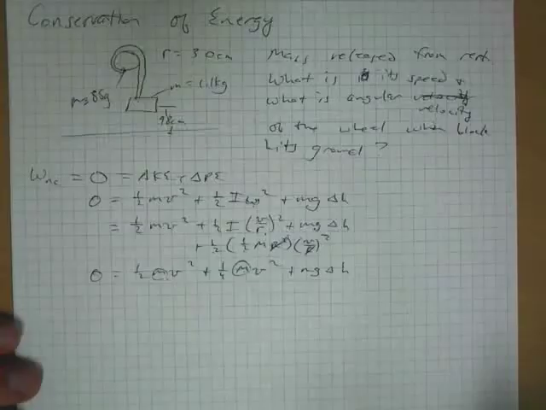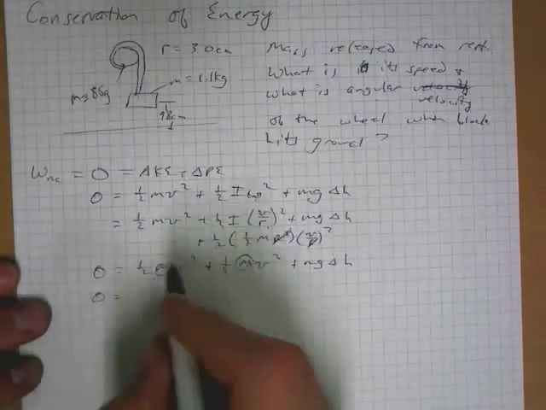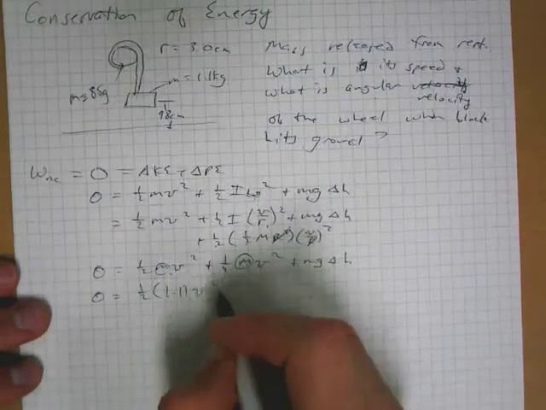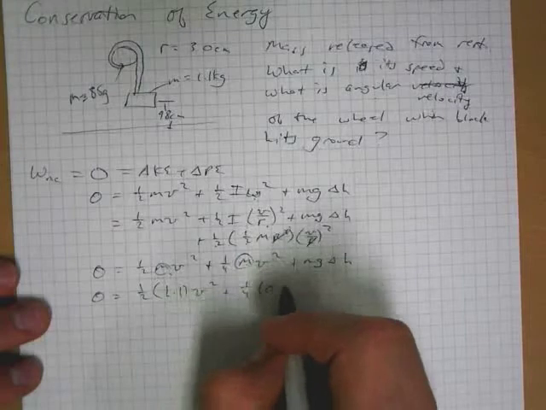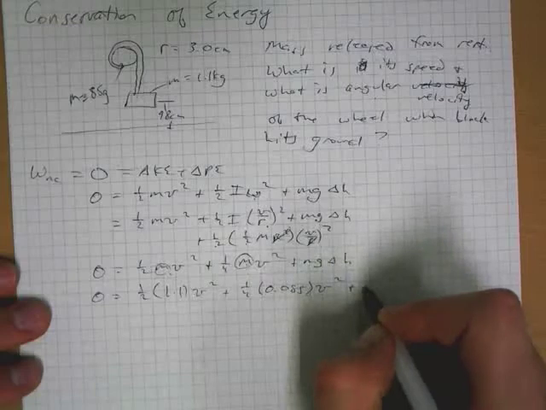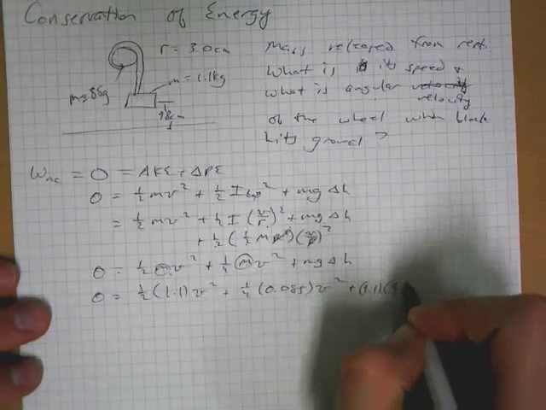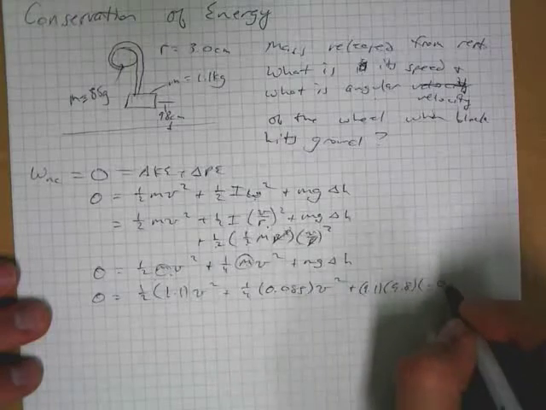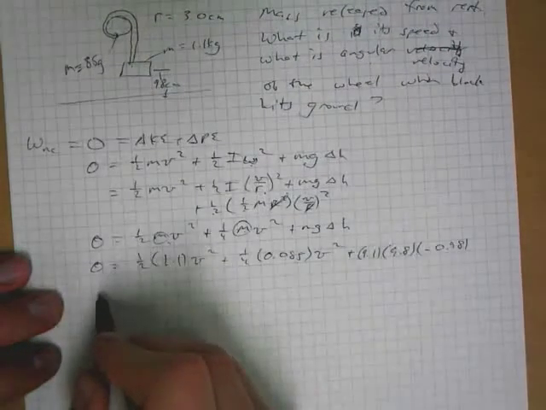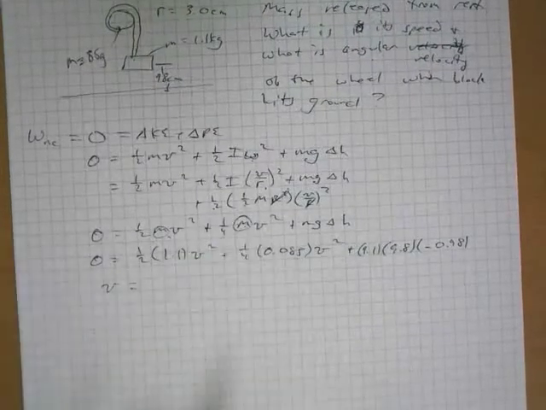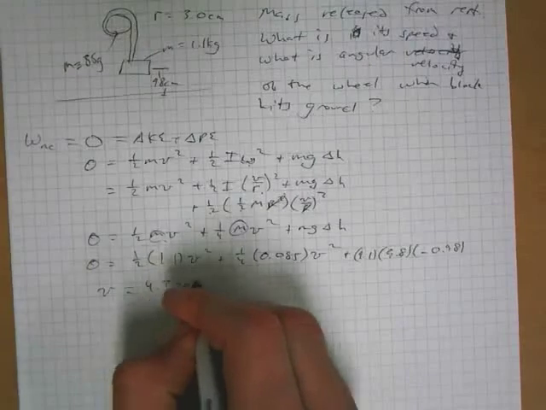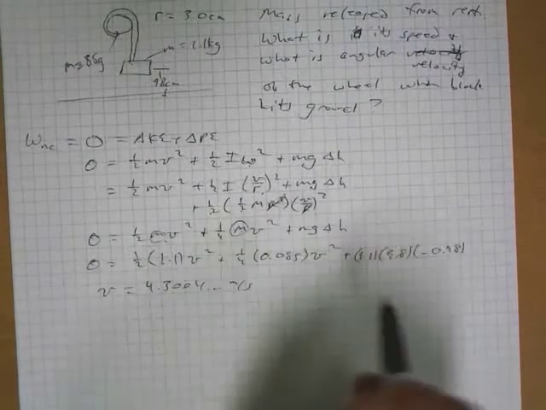Alright, so we can start plugging stuff in. 1/2, and this is the mass of the block, 1.1 times v squared plus 1/4 times 0.085 kilograms times v squared plus m, which is 1.1, times 9.8, and our delta h is negative 98 centimeters, which is 0.98 meters. And punching that in, we can figure out the velocity of the block is 4.3004 meters per second. That's the speed of the block.